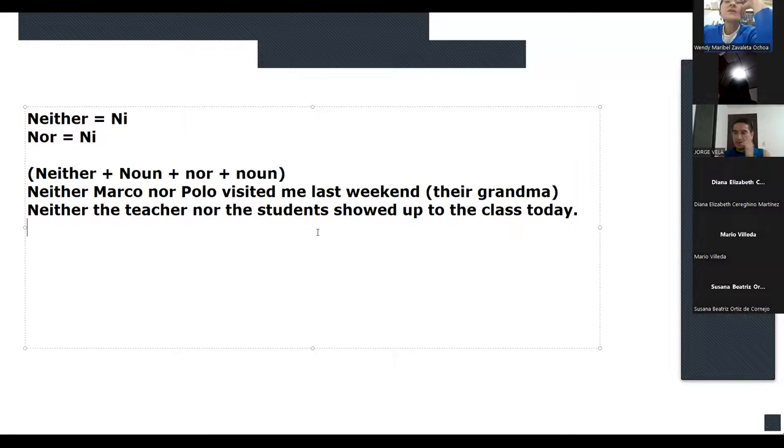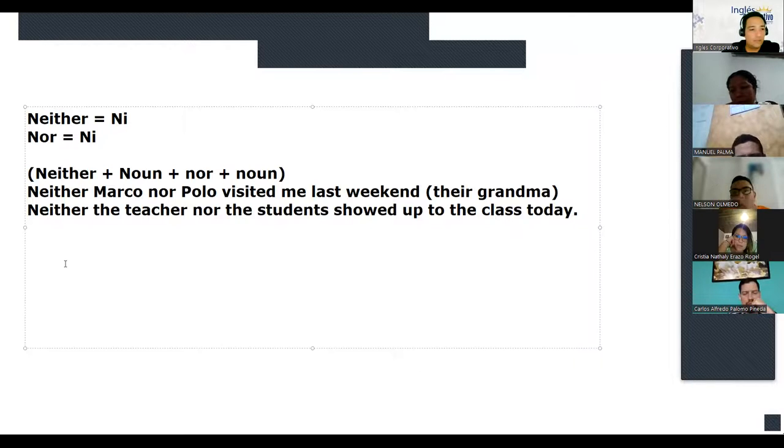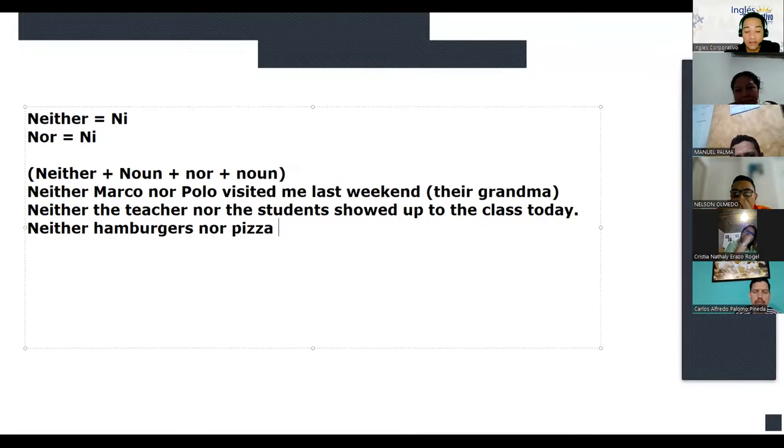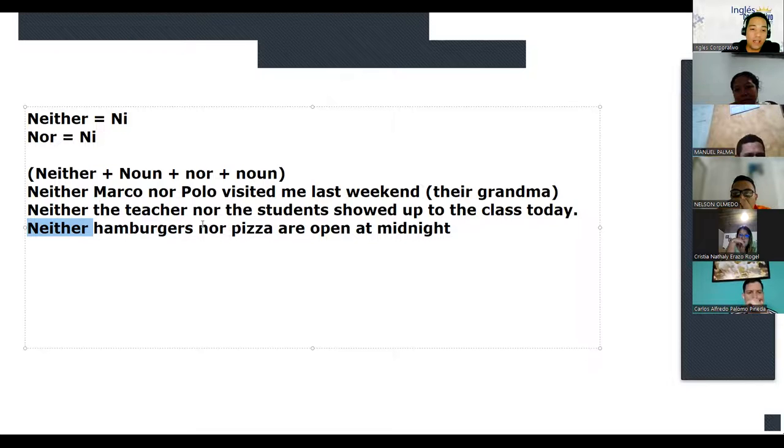Teacher. Let's see. For example, neither hamburgers nor pizza are open at midnight. Neither hamburgers nor pizza, the opposite, because this gives a negative idea. Super rápido, para dar a entender esto bien claro, neither nor da una idea negativa ya de por sí. Entonces, ni las hamburguesas ni la pizza están abiertas esta noche. Okay.